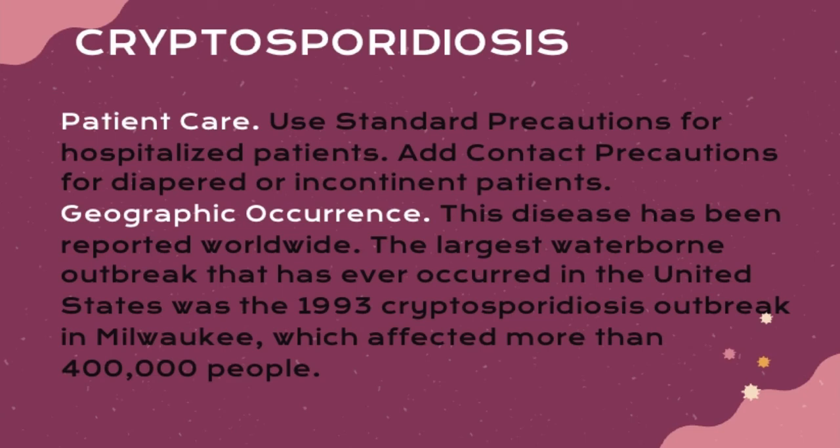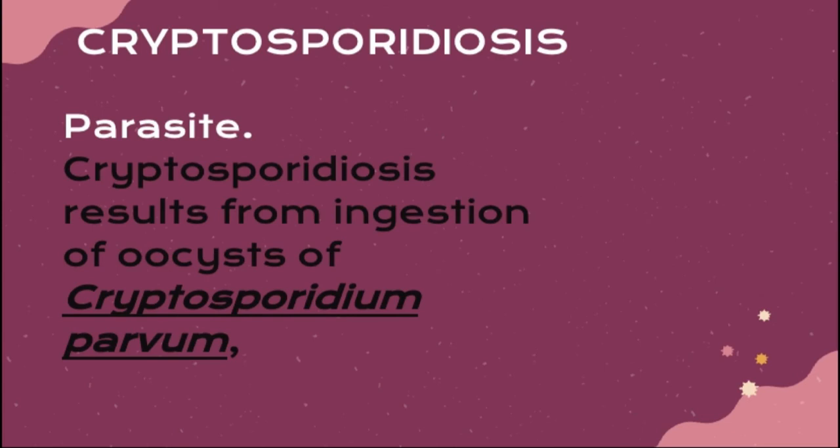Geographic occurrence: this disease has been reported worldwide. The largest waterborne outbreak that has ever occurred in the United States was the 1993 cryptosporidiosis outbreak in Milwaukee, which affected more than 400,000 people. Cryptosporidiosis results from ingestion of oocysts of Cryptosporidium parvum. An oocyst is a cyst that has a zygote, and a zygote is a fertilized egg.